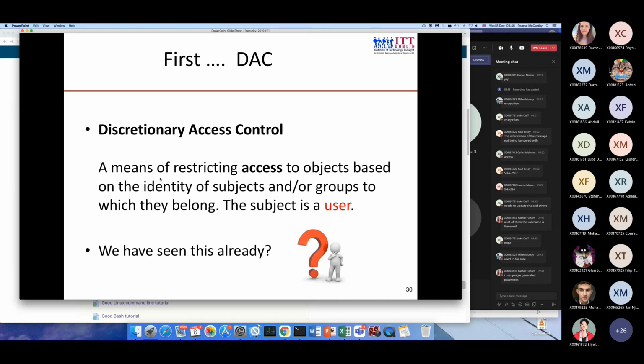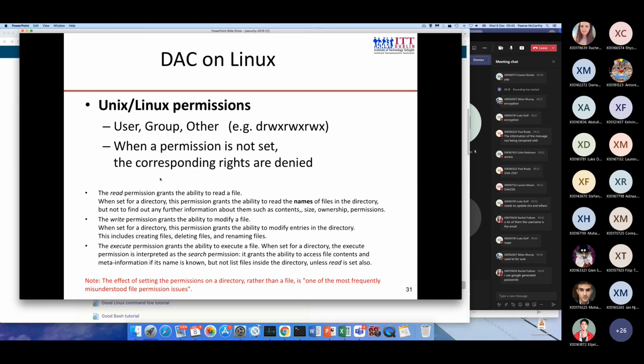means restricting access to objects based on the identity of the subjects. So this is very simple. This is based on a person's user. They get access to stuff or not. And we've seen this already. It's basically the standard Unix permissions. Do you remember the deal? This is user, these three are group, these are other. And when a permission is not set, the corresponding rights are denied.